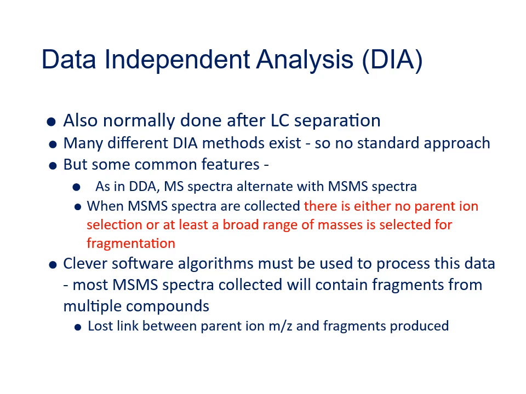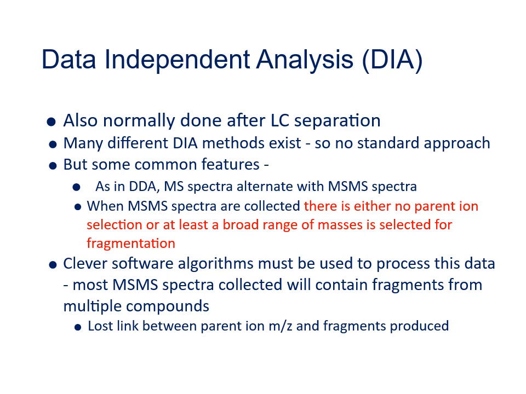In data-independent analysis, as in DDA, mass spectra commonly alternate with one or more tandem mass spectra. But in DIA, when tandem mass spectra are collected, there's either no parent ion selection, meaning that all the ions passing through the instrument at any one time are fragmented all at once, or at least a very broad range of masses is selected for fragmentation, rather than trying to select only a single component.